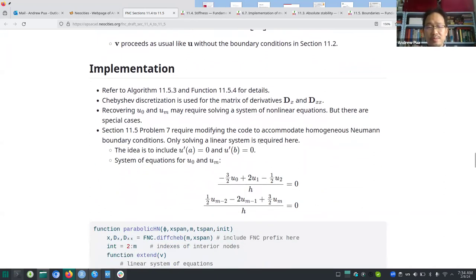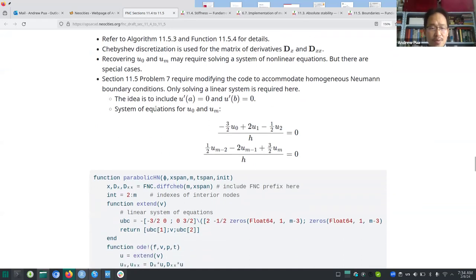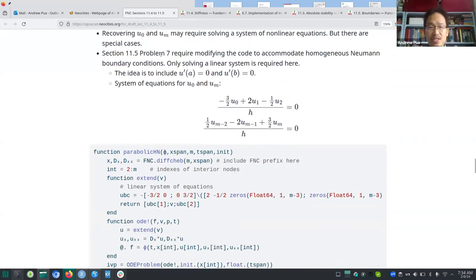Here are a couple of examples. I'll use an example from problem 7 of section 11.5. The idea is to accommodate homogeneous Neumann boundary conditions. And the claim is that you only need to solve a linear system here. Homogeneous Neumann boundary conditions are of this form: u prime of a is equal to zero, and u prime of b is equal to zero. The derivatives of the solution at the endpoints are both equal to zero.